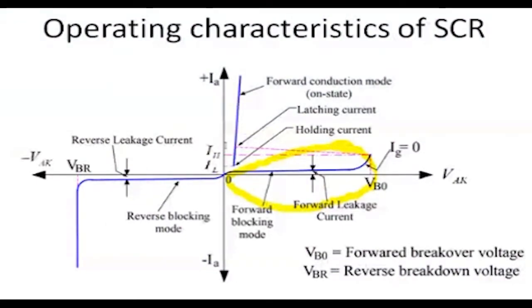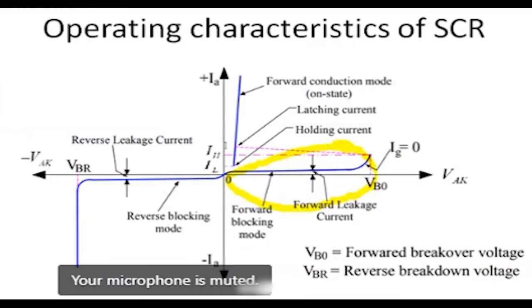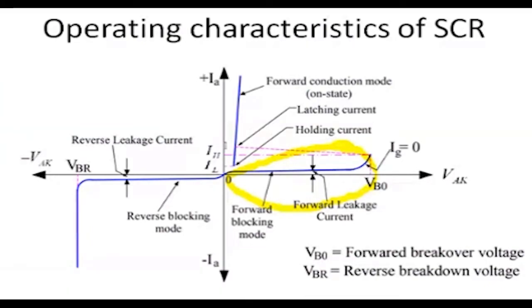Now I'm still increasing the voltage. I go on increasing the voltage. As I said, if I increase the voltage, I'm giving more and more energy to the electrons and holes. Now, when electrons and holes receive that energy, some of the electrons will get sufficient energy and will jump the wall. What is the wall here? The wall is nothing but the junction J2.